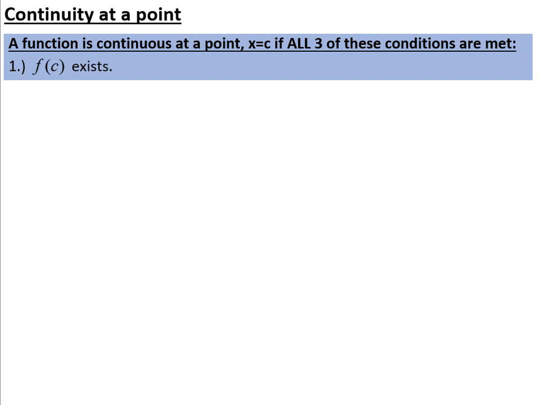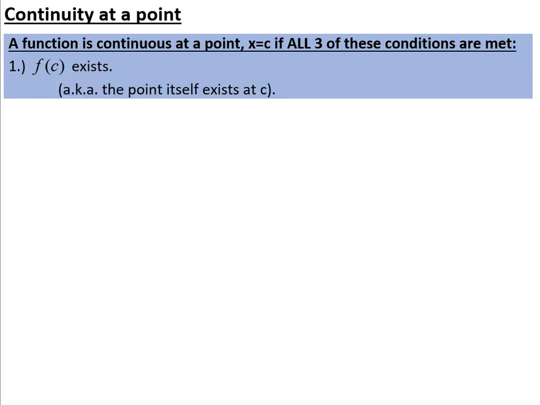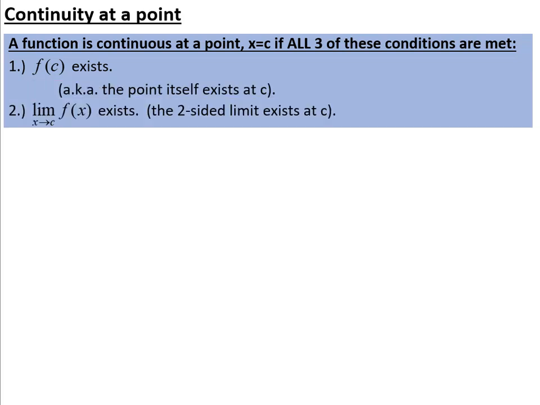The first condition is that our point exists. If I plug c into my function, I get a real value back. It is not undefined there. So f of c has to exist. The point has to exist. Okay, so the point itself exists at c.